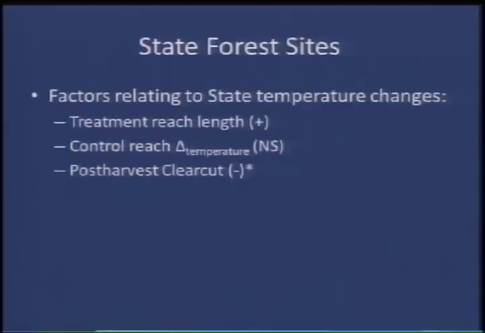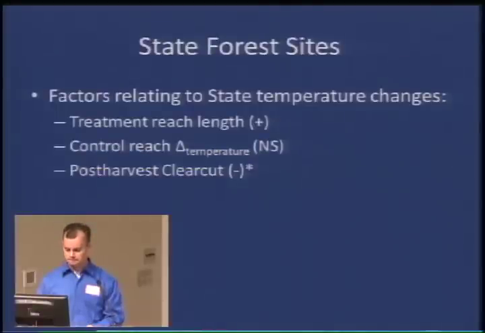State forests, and I pulled this out for this talk because I think this is the state forests most closest of these systems that mimic what's being discussed today for federal lands. And so what related to stream temperature changes for state were treatment reach length and the control, which was positively correlated. I included the control reach change in temperature, which for the other model sets was very well supported, and this one happened not to be significant.